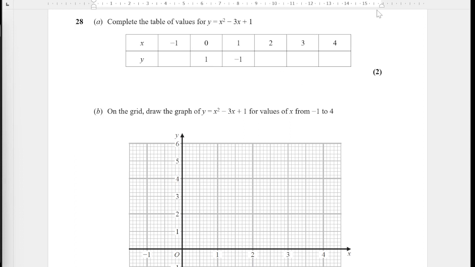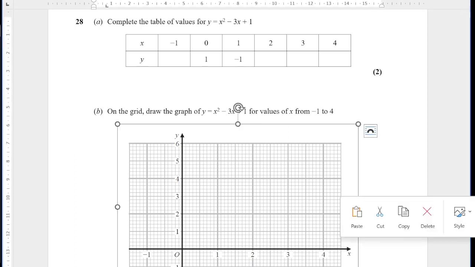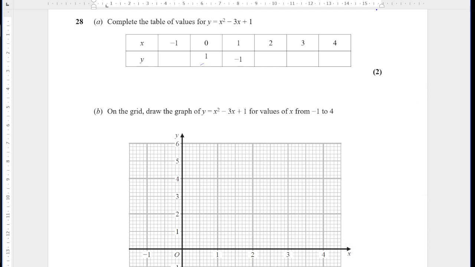Question 28. Complete the table for the values of y is equal to x squared minus 3x plus 1. So not the nicest of questions on a non-calc, much more straightforward on a calc because we can use our table function. So in effect we're substituting these values in, and if I just talk you through an example, if I put 0 in, 0 squared is 0, minus 0, so y would be equal to 1, which gives us that value there. And then likewise, when I put 1 in, 1 squared is 1, minus 3, plus 1 gives you minus 1. So we're going to do that for the other values.